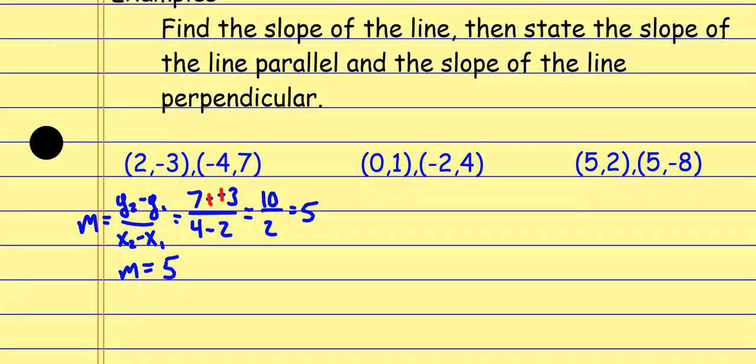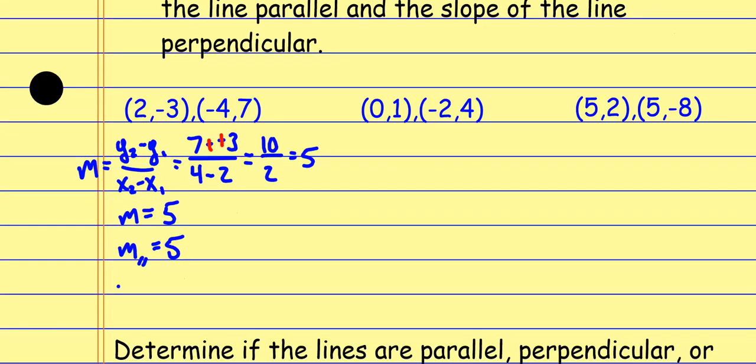But now let's talk about the slope of the line that's parallel to this one. Remember, parallel lines have the same slope, so if the original slope is 5, the parallel line also has a slope of 5. The slopes are the same, okay? And now let's talk about the slope of the perpendicular line. Notice I just used the little perpendicular symbol so that I know.